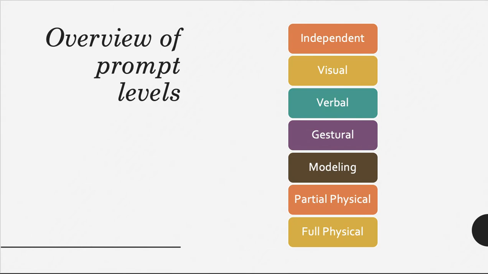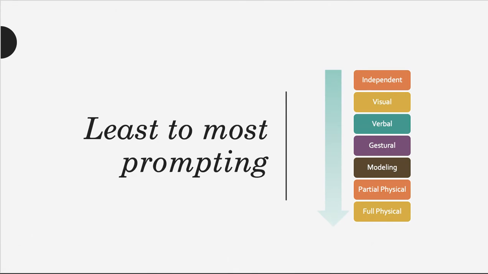So if you've realized through the introduction of each of the levels, you'll see that these prompts move in a direction with the individual being asked to perform the task independently, all the way down to the teacher helping the individual perform the task physically. And this is called least to most prompting.